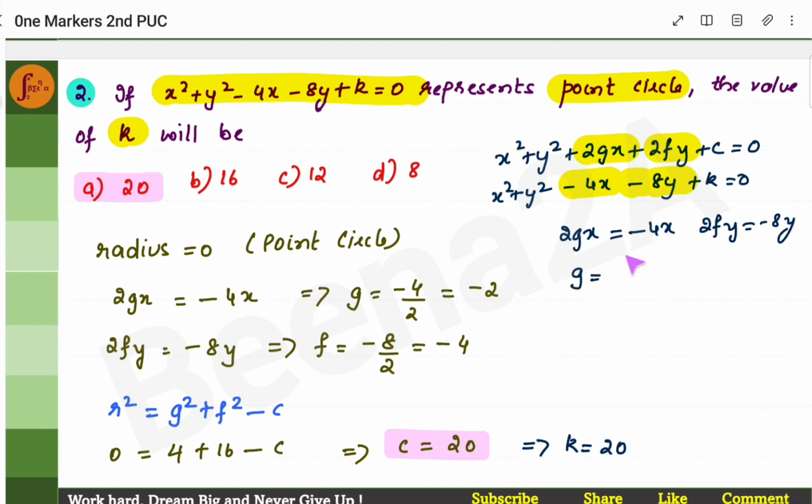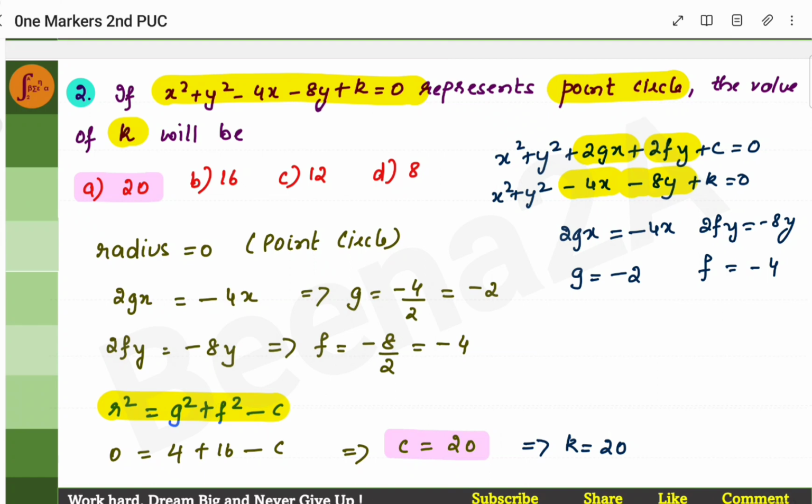From this equation, we'll find g. G will be minus 2, and f will be minus 4. So you have obtained the values of g and f. Now you'll have to use the radius formula: r square is equal to g square plus f square minus c. This is another circle equation, given the center and radius. If I have center and radius, I'll use this circle equation.